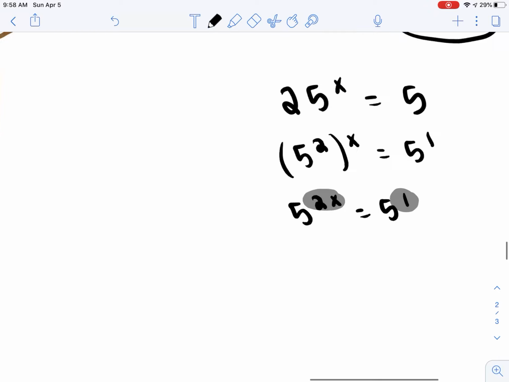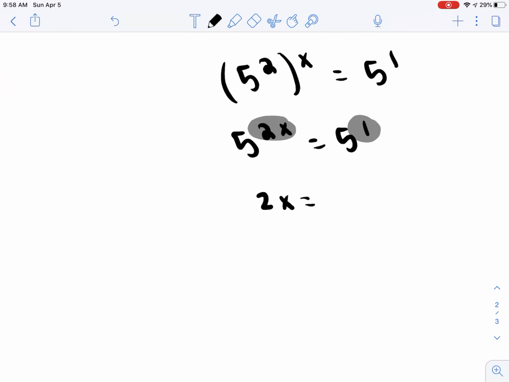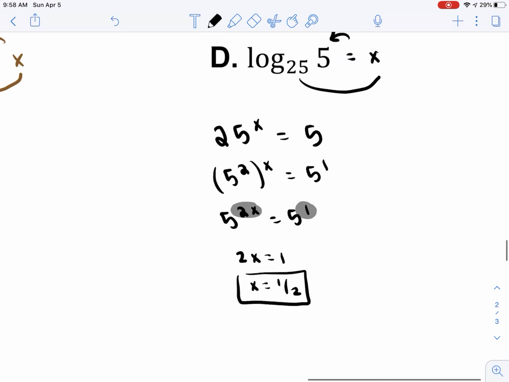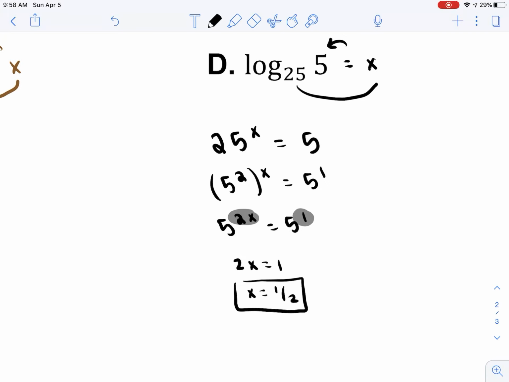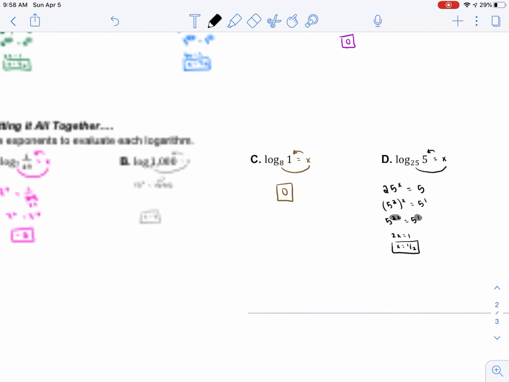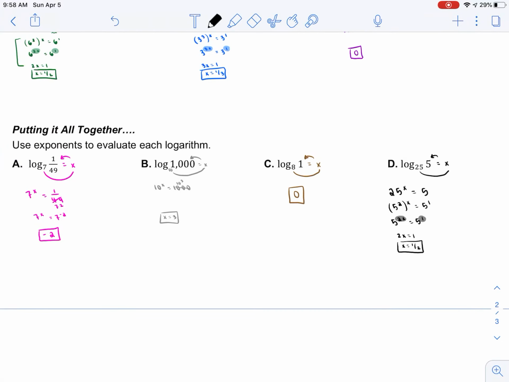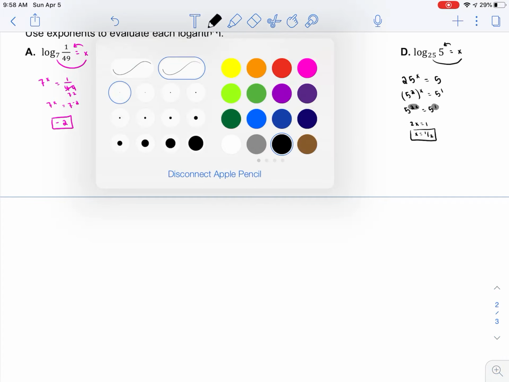Then you can set the 2x equal to 1 to get a solution of 1/2. Again, you may have seen that right away. 25 to what power is 5? 1/2. None of that work is necessary, but please do that work if it is something you need in order to get that answer.